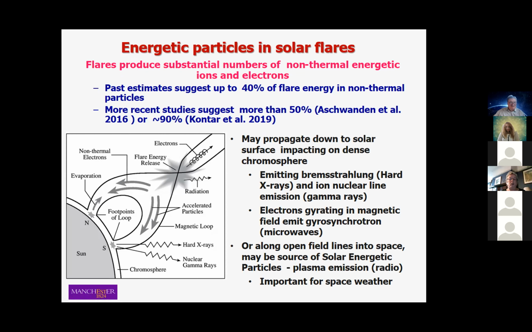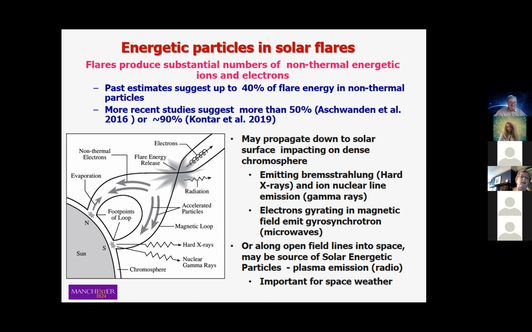And as we've already heard, the electrons can be detected both through the hard X-rays and gyrosynchrotron emission. Some may also go out into space where they may produce plasma emission as well in the radio range. And of course, the ions also have been mentioned, but are harder to detect, as we know. So that's the basic picture.